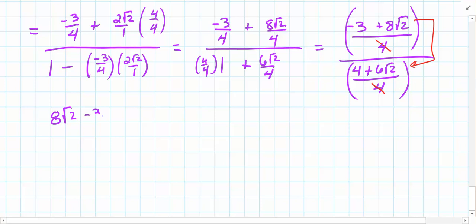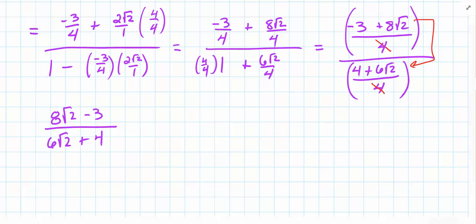8√2 minus 3, all divided by 6√2 plus 4. All right, for me, that makes more sense. It's a little easier to work with. Is everybody cool to this point? Yeah. Questions about how I got here?